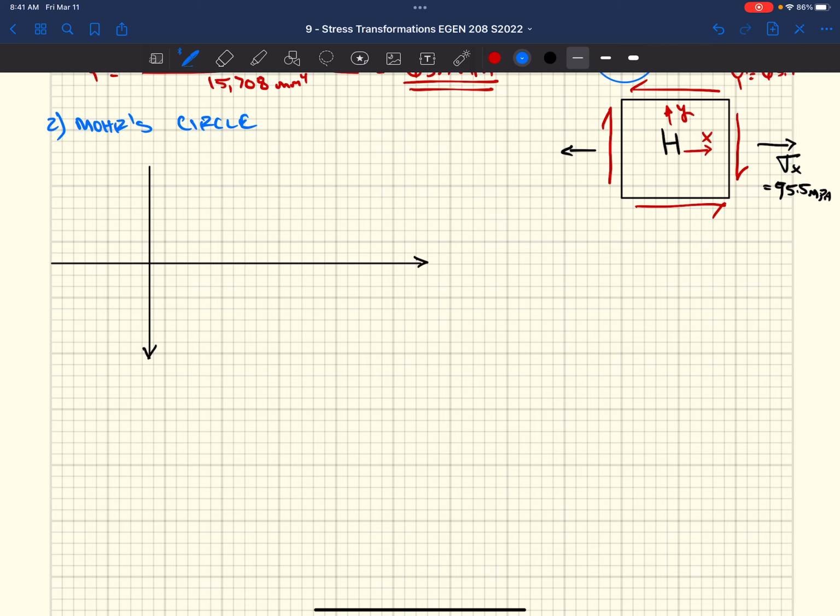So in that case, if this was a pipe and it had pressure in it, then you could have a hoop stress, and you could have a sigma y, for sure, definitely. So we've got Mohr's circle.